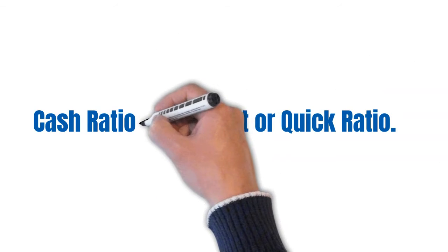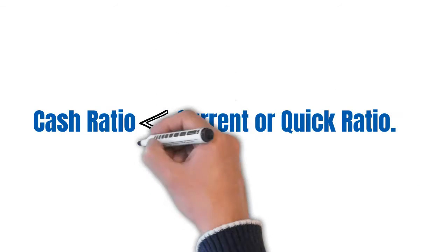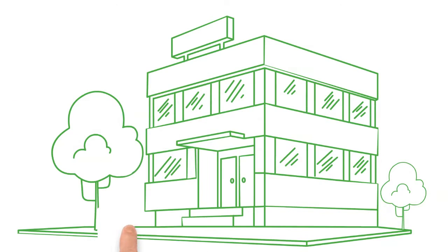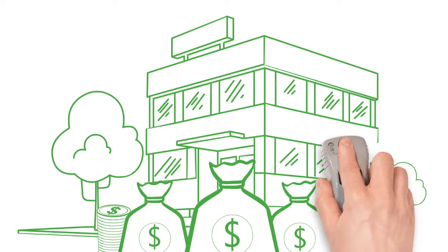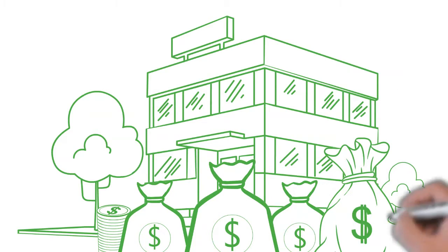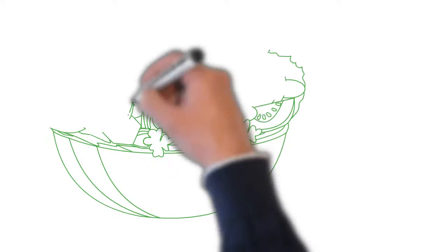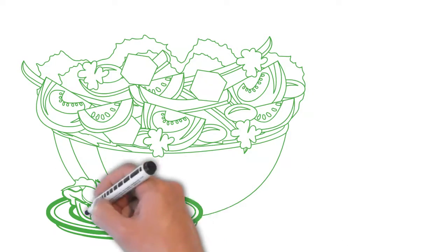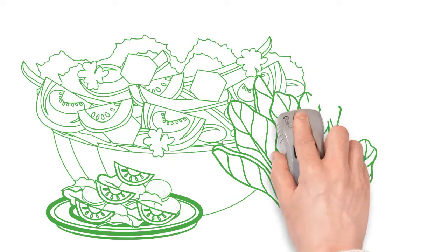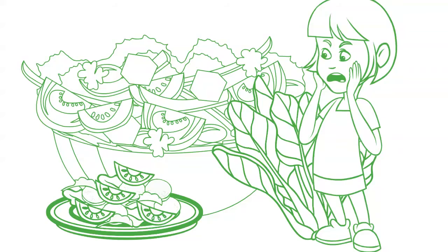As you might suspect, this number is potentially much lower than the current or quick ratio. How many companies have cash just sitting around to cover all their expected bills for the next year? Well, some certainly do. And just like your friends who brag about eating 5 servings of vegetables every day, we'll try not to give them the stink eye.